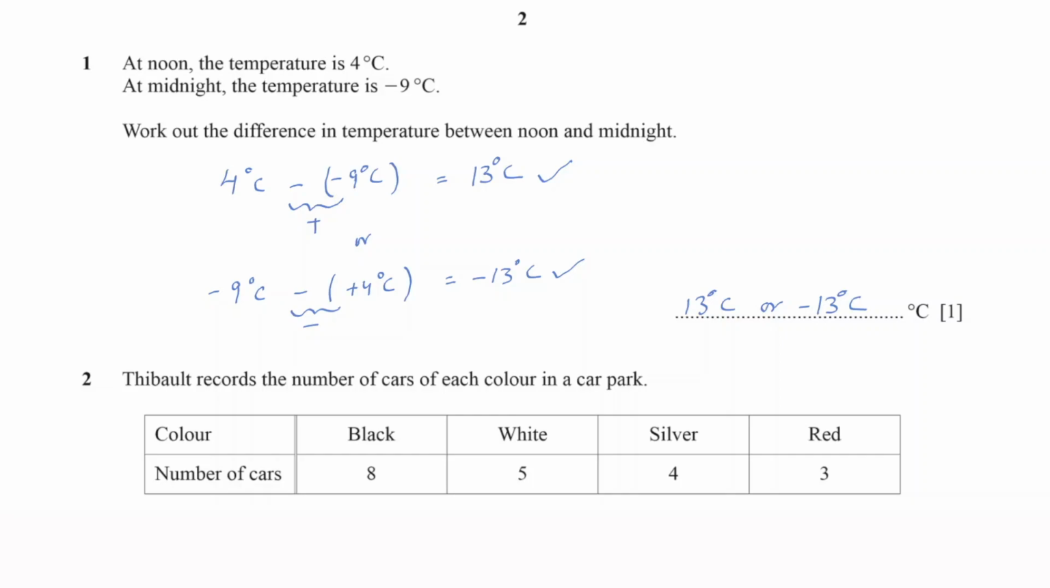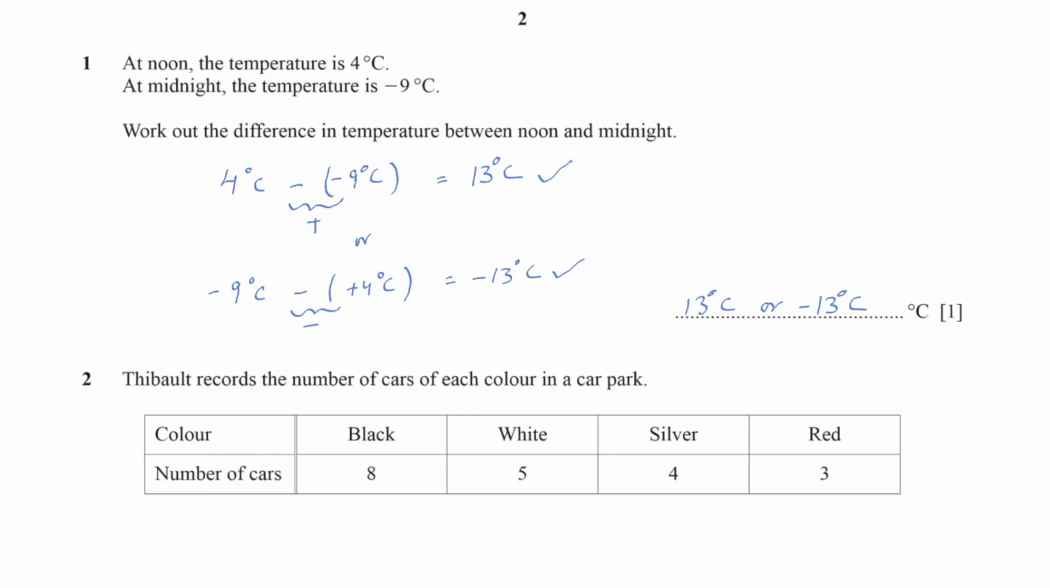Question number 2. Table records the number of cars for each color in a car park. So colors are given: black, white, silver and red. The number of cars for each color: black is 8, white is 5, silver is 4 and red is 3. So the question says that we have to draw a pie chart and calculate the sector angle for the red car.